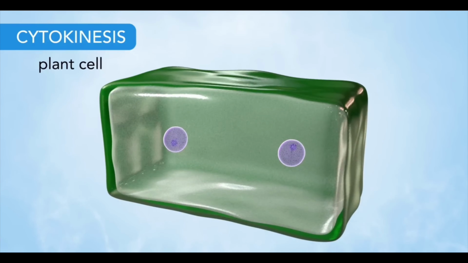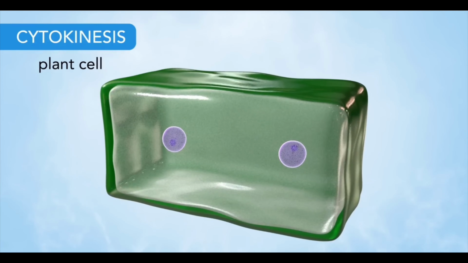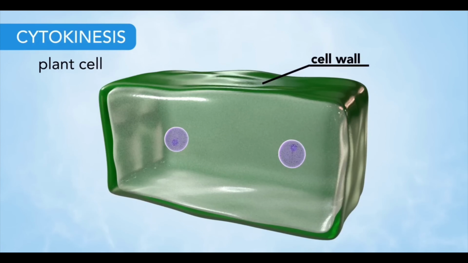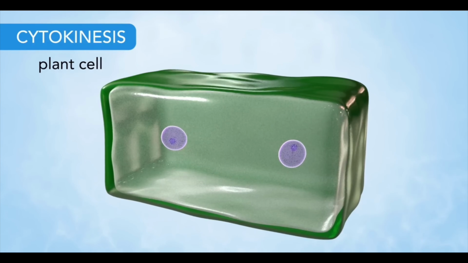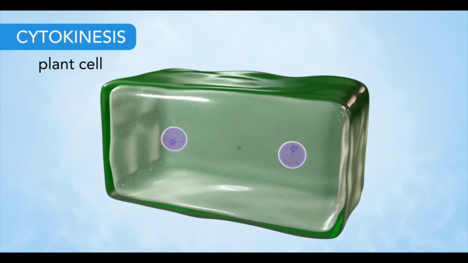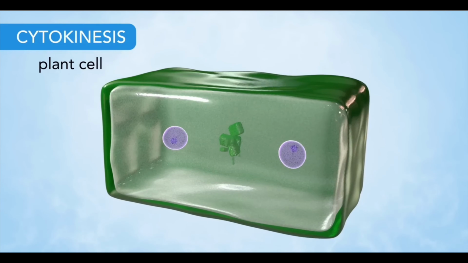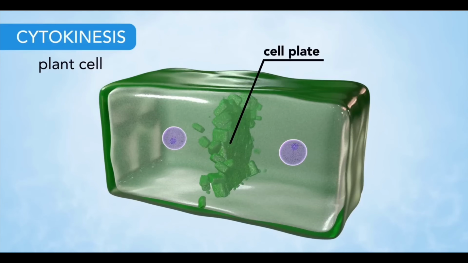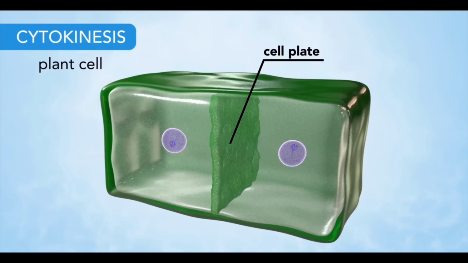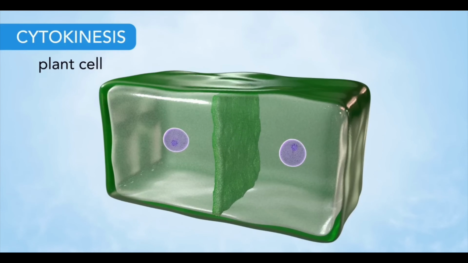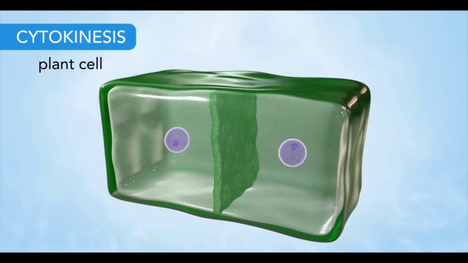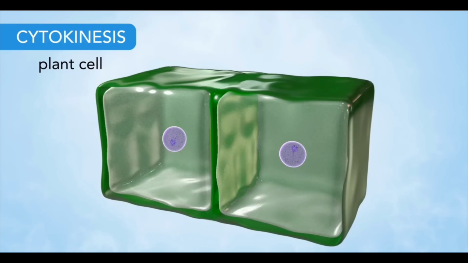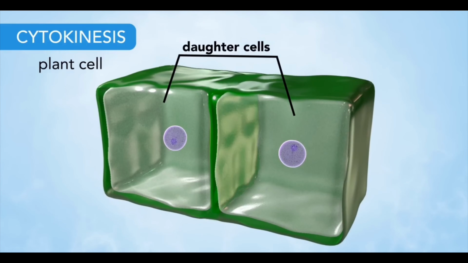In contrast, plant cells can't pinch in because they have a rigid cell wall surrounding their cell membrane. Instead, cell wall material assembles along the equator, forming a structure called the cell plate. The cell plate grows until it joins with the existing cell membrane, separating the two halves of the cell into daughter cells. Over time, new cell walls form between the two daughter cells.